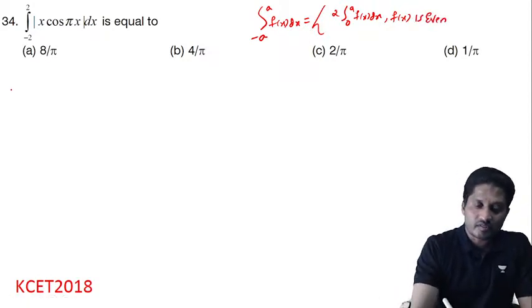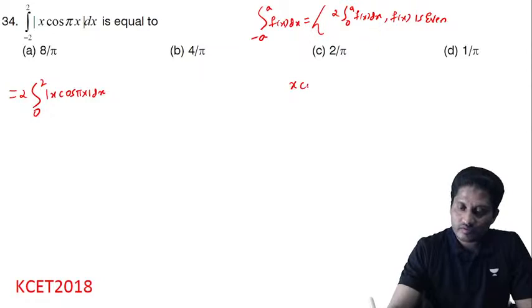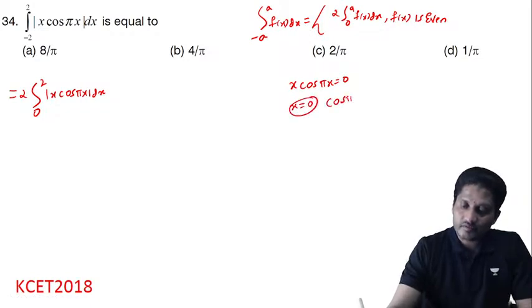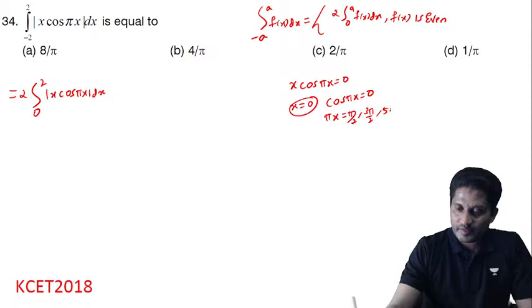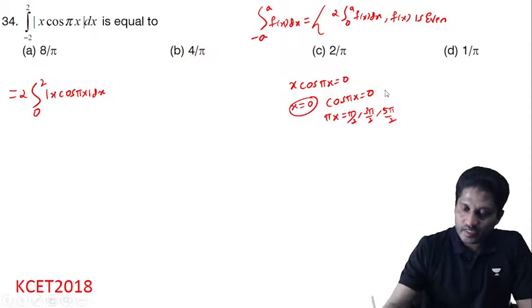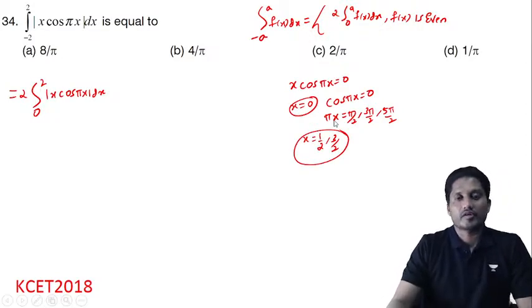Right, so this is modulus, mod is an even function, right? So 2 times integration 0 to 2 modulus of x into cos pi x dx. Note the steps now. I'll equate the expression under the mod to 0. So x is equal to 0, that's already the lower limit. Cos pi x is equal to 0 means that pi x should be an odd multiple of pi by 2: pi by 2, 3 pi by 2, 5 pi by 2, and so on. So if I equate, you get x is equal to half, 3 by 2. Half and 3 by 2 only will lie between.